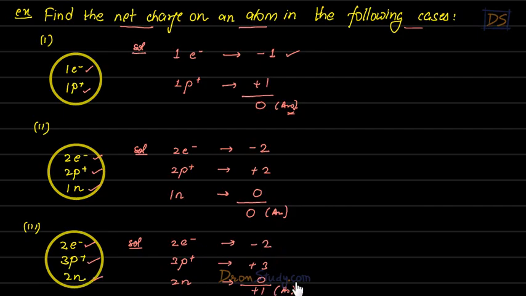You understand? Very simple, students. So this is a very simple question. Now here I can ask you one more question, students. The question was to find the net charge on all these atoms. Let me ask you now, find the net mass of all these atoms. So let us do that, students.